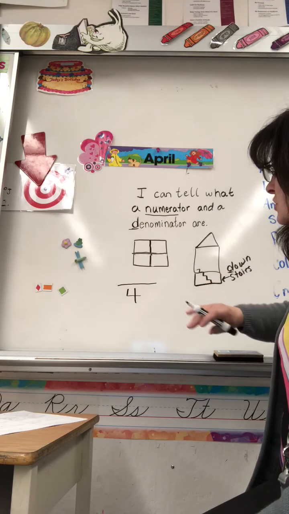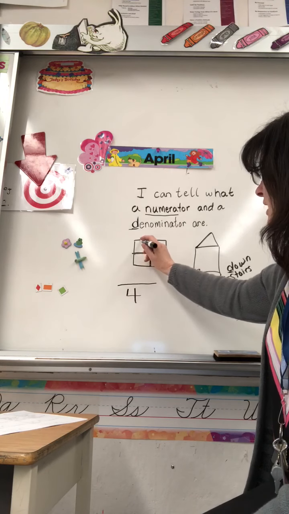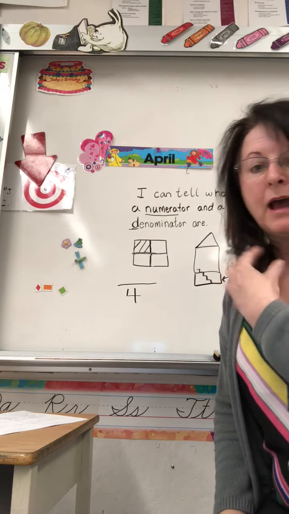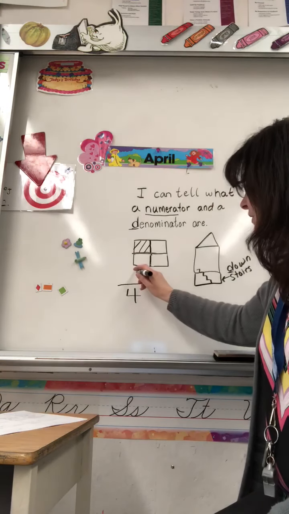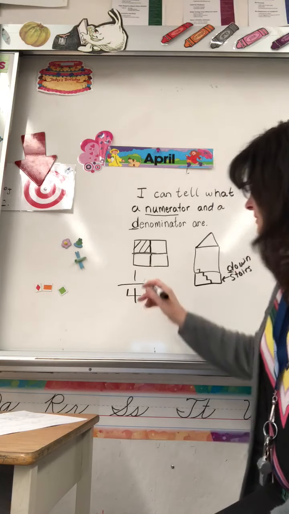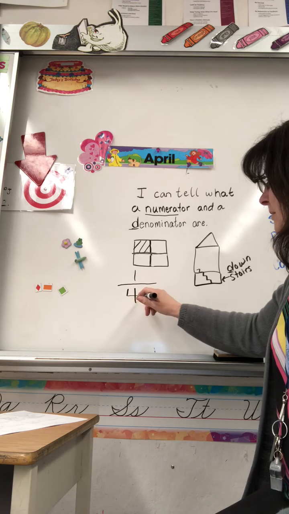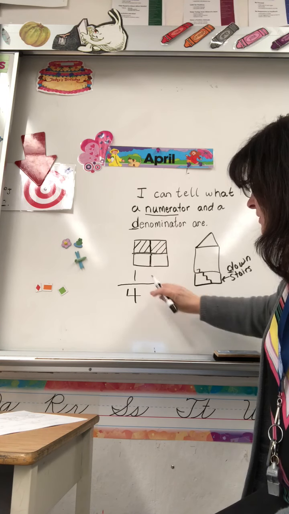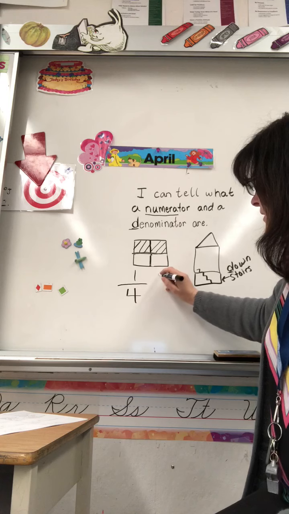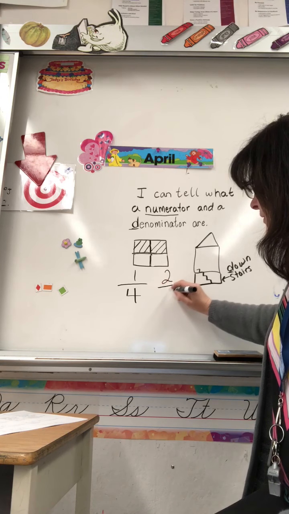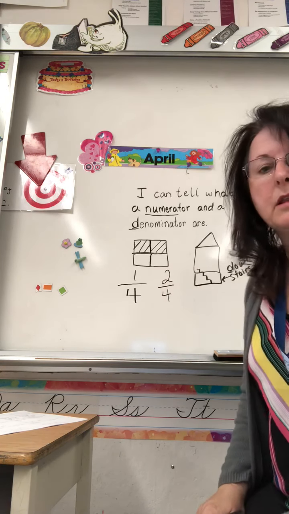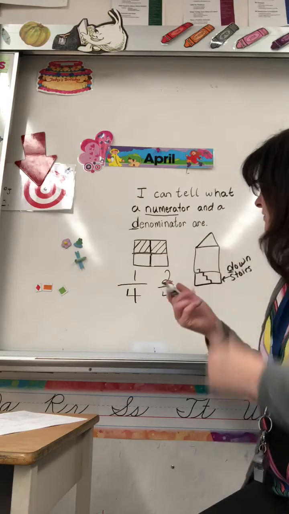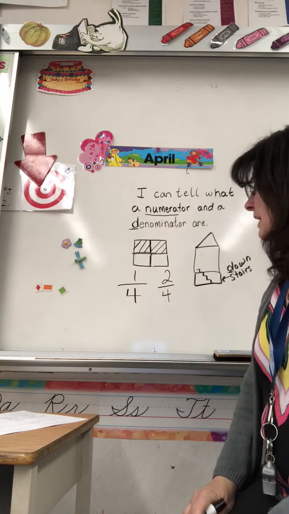So I just want to show you this. If I shade in one of our squares and say that's what I have, I would have 1/4. This would be my numerator, this would be my denominator. If I had 2 shaded in, and you can do this in your book along with me, I would now have 2 out of 4. Like that. Okay, so today's learning target was just a little quick review about numerators and denominators.